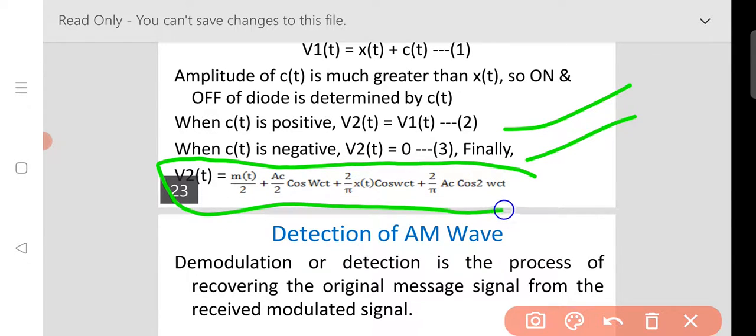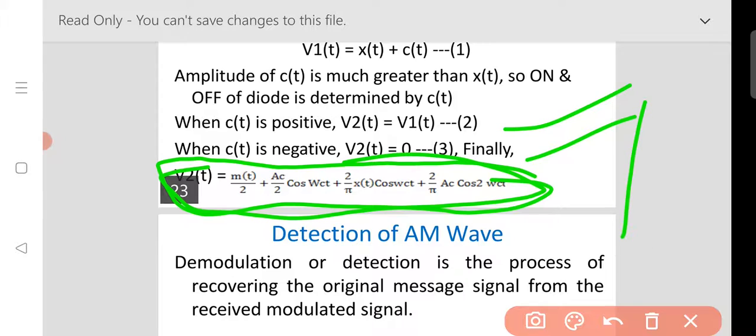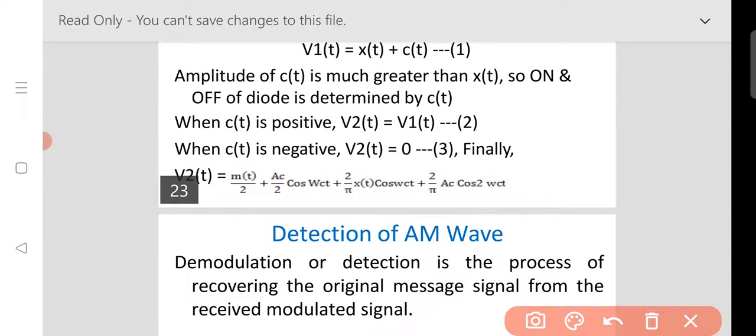Using the pulse and input, we derive this equation as v2. We already discussed it a few minutes ago. This is about the switching modulator. In next classes we will discuss the detection process.